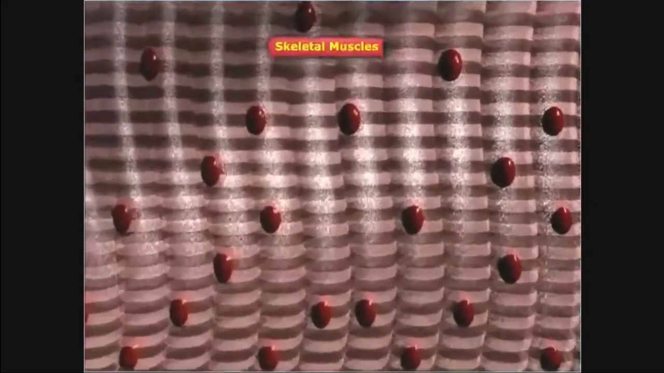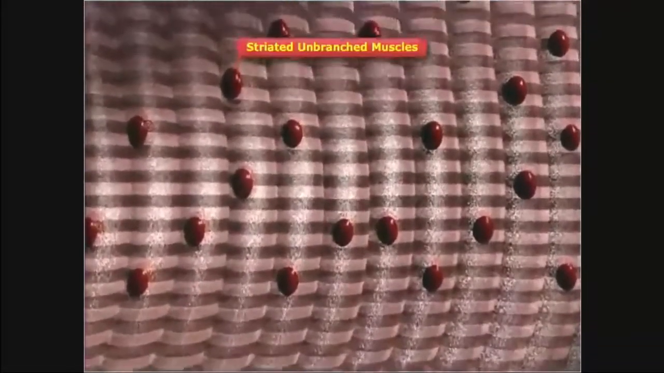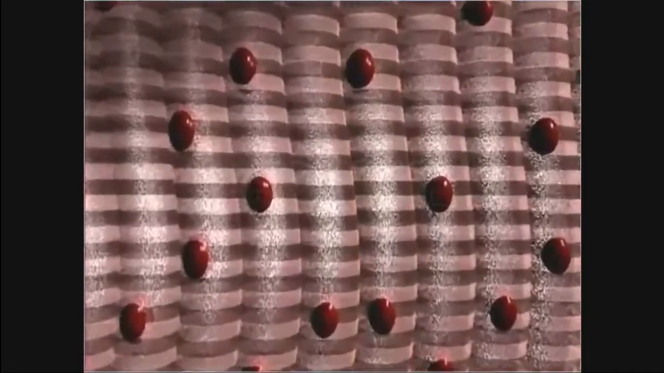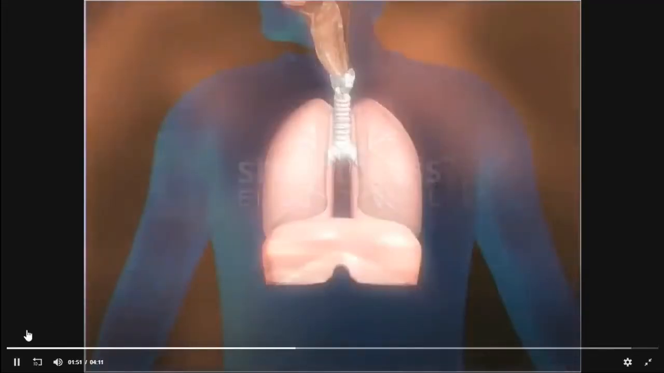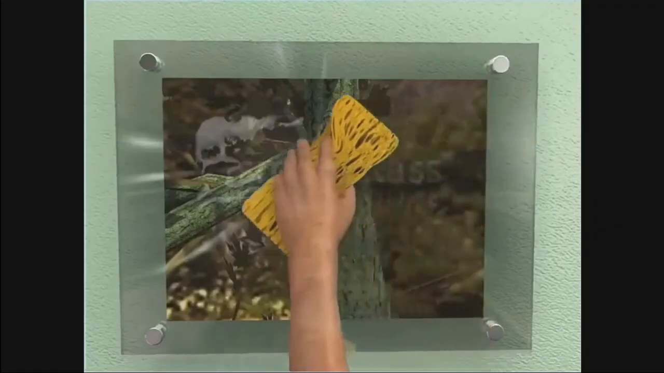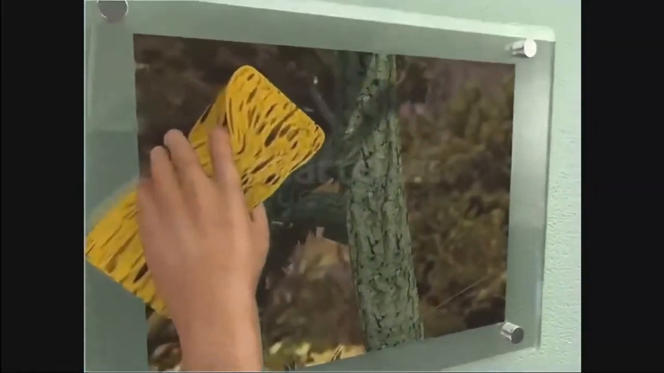The skeletal muscles, also known as the voluntary muscles or striated unbranched muscles, are composed of cylindrical fibers that are attached with the bones. The cells are striated with light and dark bands. The nucleus of each cell of these muscles tends towards the edge of the cell. These are found in the muscles of limbs and the pharynx. The contraction and relaxation of this muscle causes movement in the body of the animal.